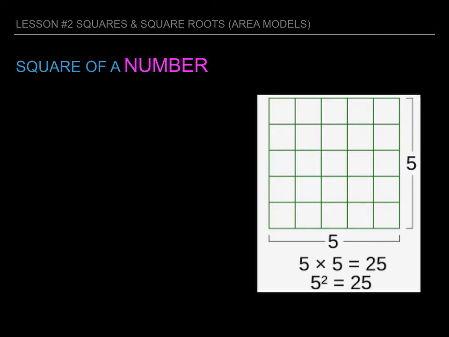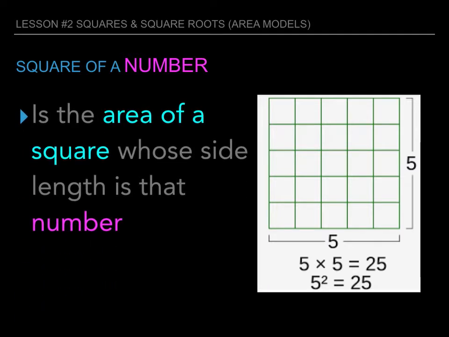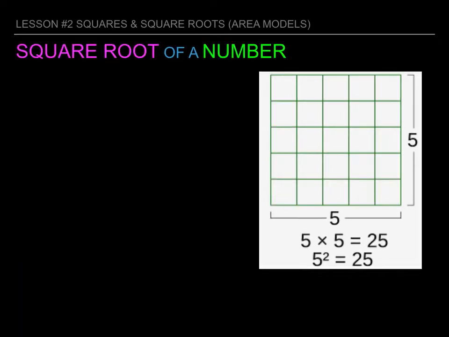Sometimes the terminology can get a little bit confusing. You could be asked for the square of a number. If you're being asked to determine the square of a number, you're being asked to find the area of a square whose side length is that number. So for example, if you're trying to find the square of the number 5, you're trying to find the area of a square whose side length is 5. In this case, the square of 5 is 25. So 5 times 5 is 25.